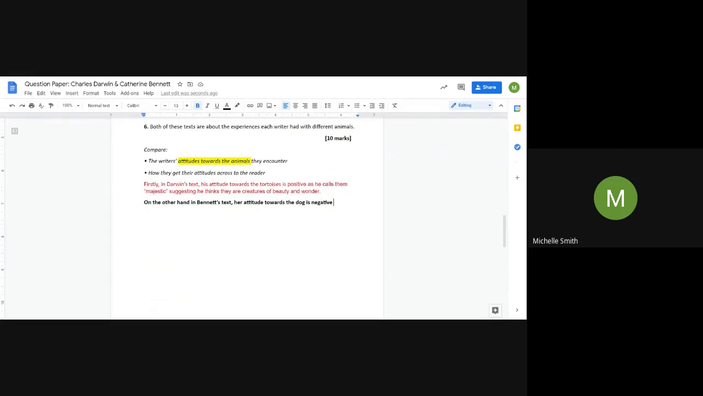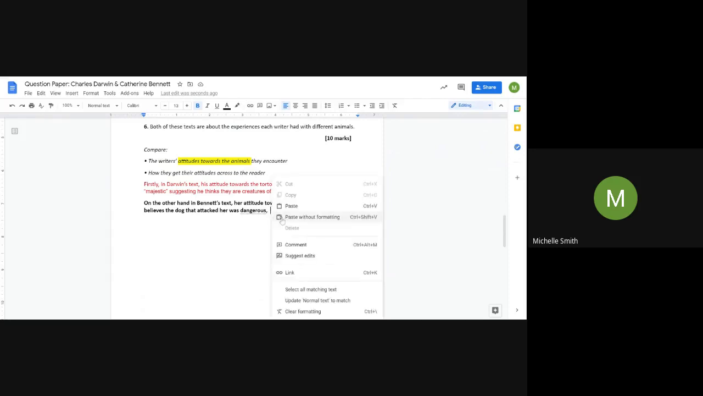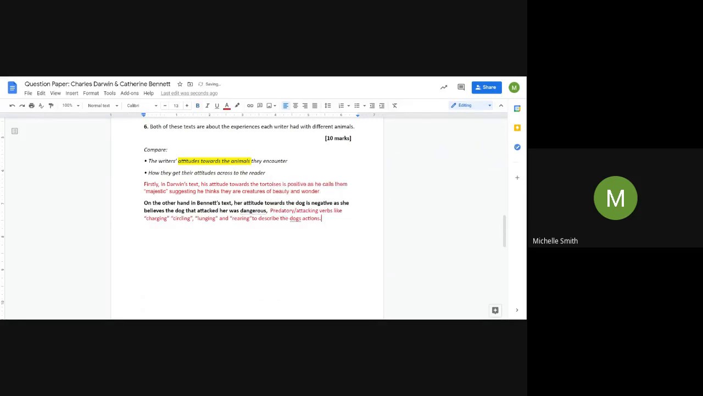So let's say, on the other hand, in Bennett's text, her attitude towards the dog is negative, as she believes the dog that attacked her was dangerous. And again, I think I found lots of examples of how that dog was dangerous, or how she portrayed that dog to be dangerous. I think the first thing we said, that she was intimidated by the size of the dog. The quote we used was the small pony or the wild pig. But I'm going to use something else that I wrote earlier. So I'm just going to copy this one. Okay.